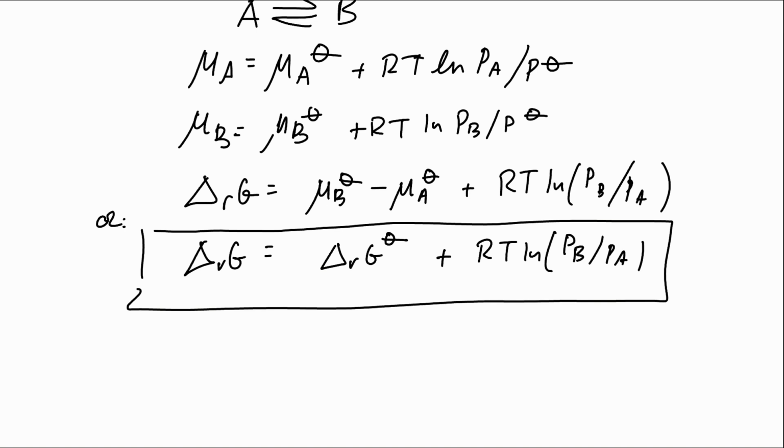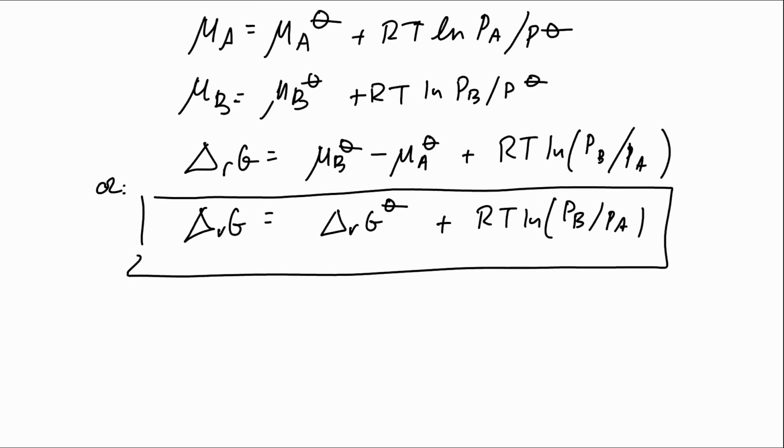We're not at the standard state. We have partial pressures of A and B. We're varying the amounts of A and B, and the way that those different amounts come into play is through their partial pressures. So the more of A there is, the higher its partial pressure will be. The less of B there is, the lower its partial pressure will be. So we have this kind of situation going on here.